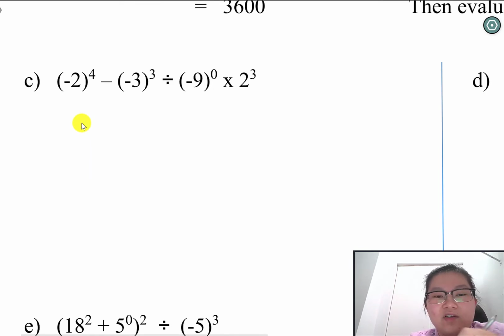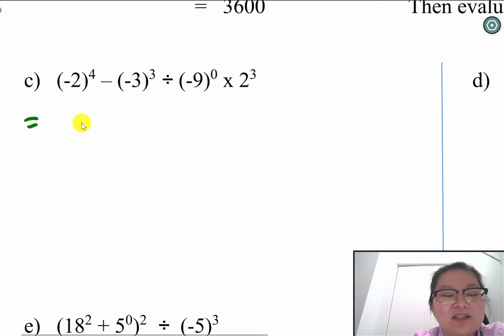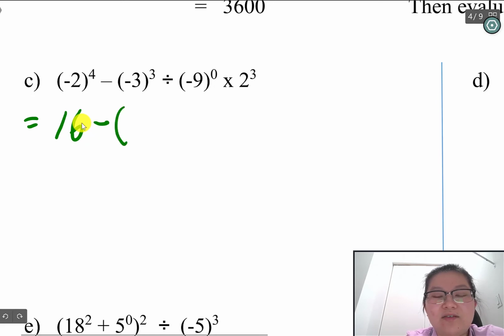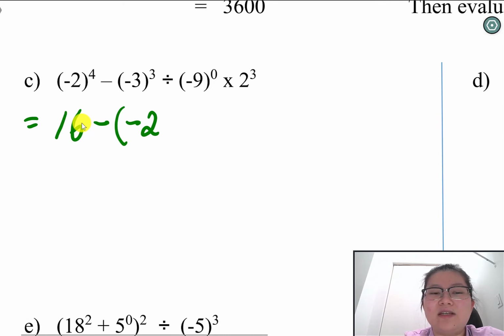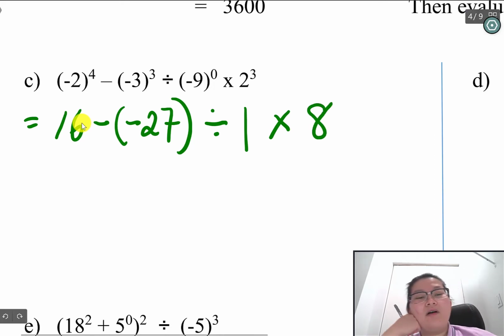So looking at this first, there's no brackets, so let's do exponents first. Negative 2 to the power 4, that's just going to be positive 16 since the exponent is even. Subtract, and here we have negative 3 to the power 3. Since this is a negative in brackets to an odd exponent, this is still going to be a negative answer, and that's just going to be 27. Okay, and then divide negative 9 to the power of 0, that's always going to be 1, very nice. And then multiply 2 to the power 3, that's going to be 8. Okay, so here we go.